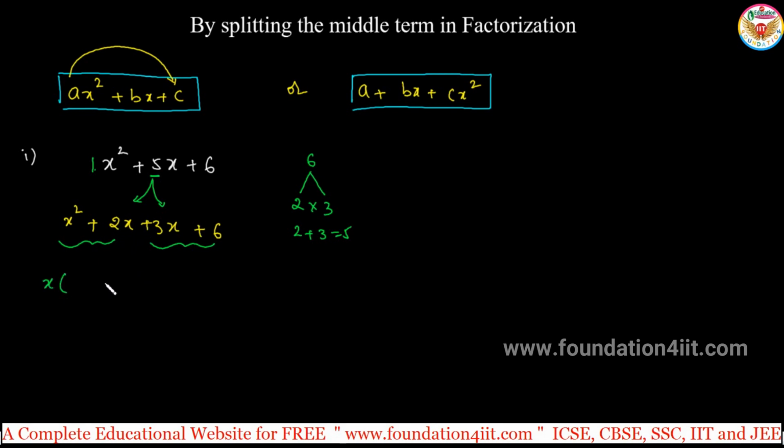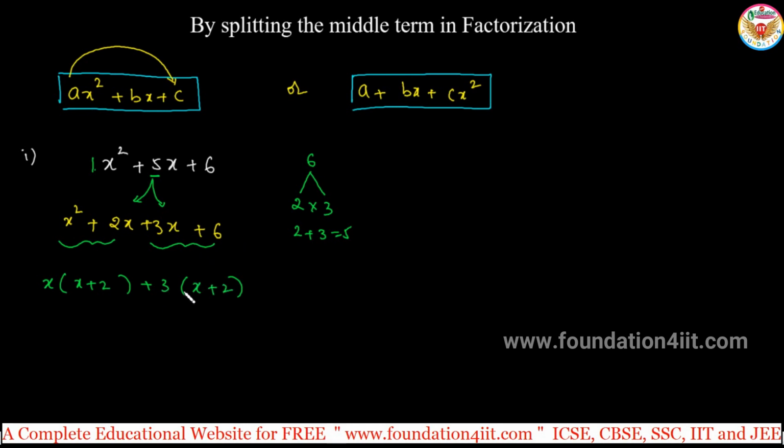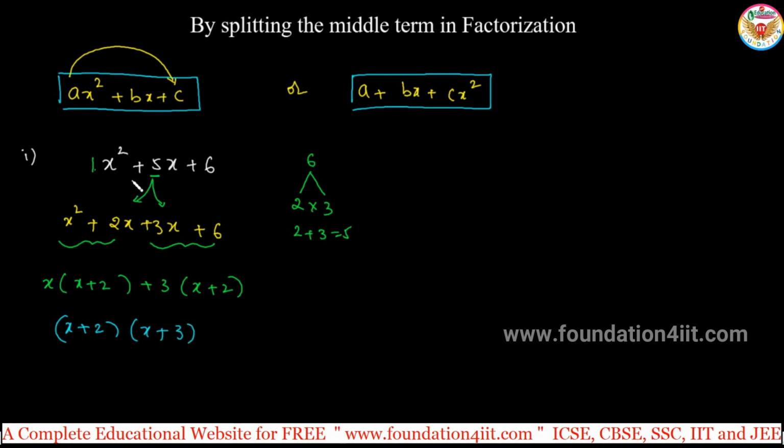Let's take x as the common from the first two terms, x plus 2. Plus 3 is the common, highest common by observing, right? 3 and 6, the highest common factor is 3. Then x plus 2, because 3 into x is 3x, 3 into 2 is 6. We did this in the grouping method already. Now x plus 2 is the common, then it is x plus 3. So x square plus 5x plus 6 is equal to x plus 2 into x plus 3.